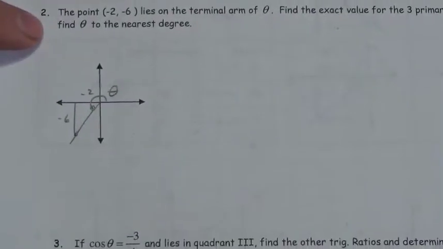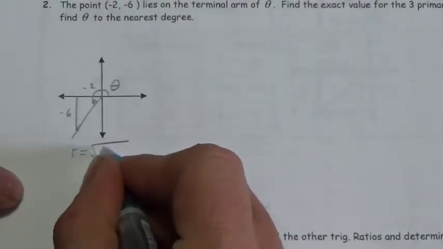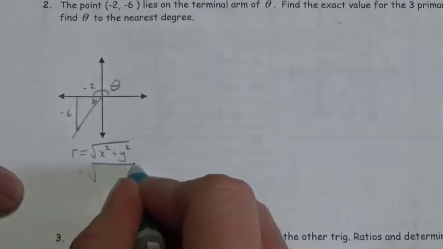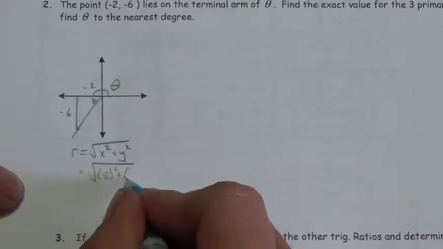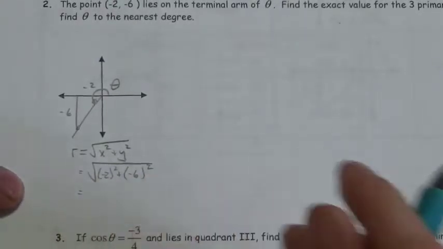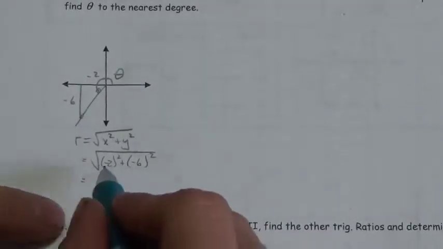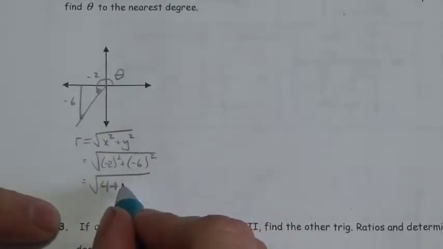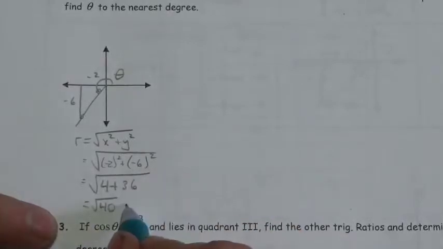If I want to figure out what the trig ratios are, I'm missing r. So r is going to be the square root of x squared plus y squared. Then x is -2, and again, please make sure you put parentheses around the -2 and the -6 there, so that when you take the square root, you're taking the square root of the right thing. -2 squared is 4. -6 squared is going to be 36. So this is the square root of 40.